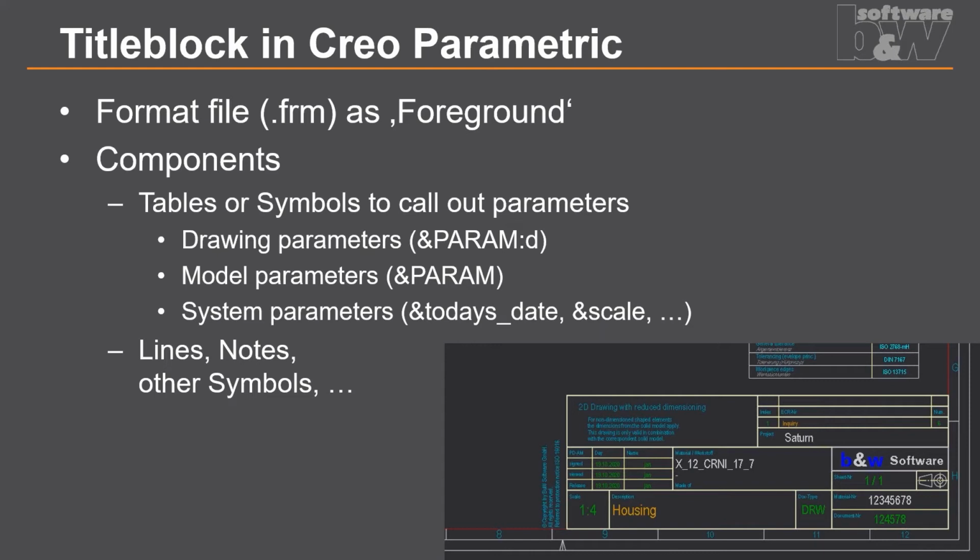Well, you can call out drawing parameters, using the parameter name followed by $D. You can call out model parameters directly from the active part or assembly in your drawing with the parameter name, and you can call out system parameters, which I just put in here, for example today's date and the scale of the drawing.